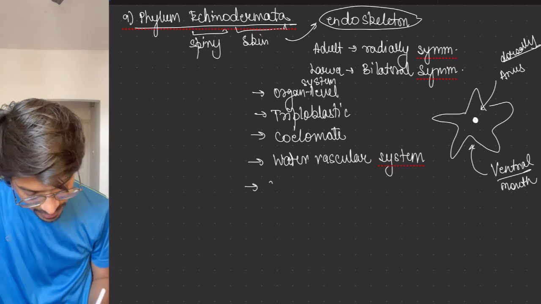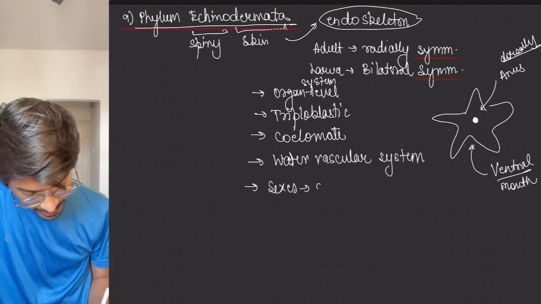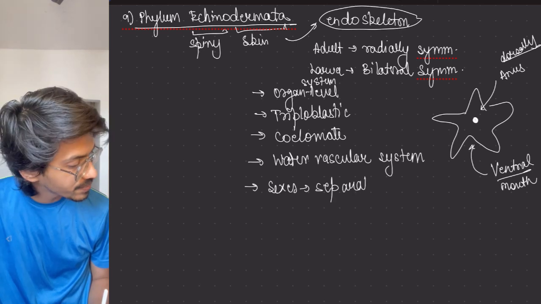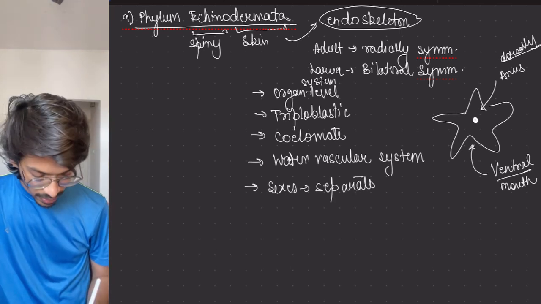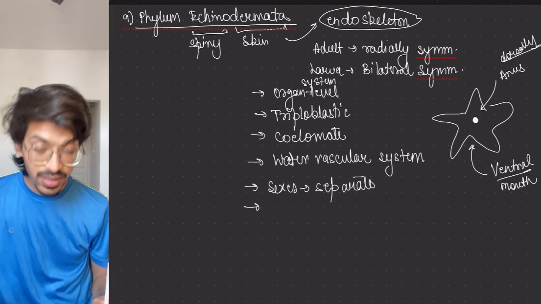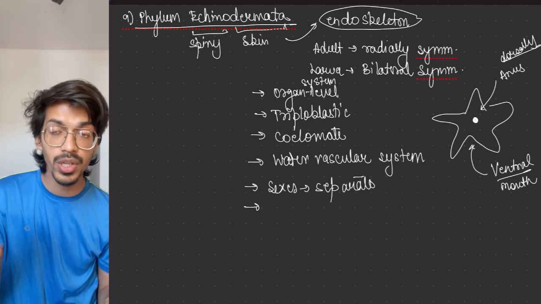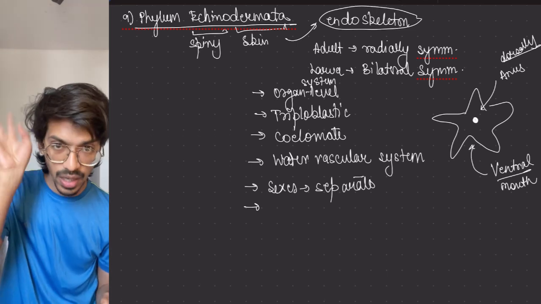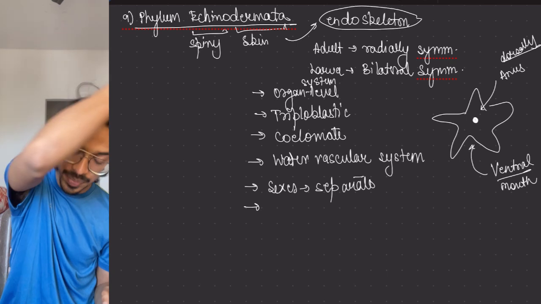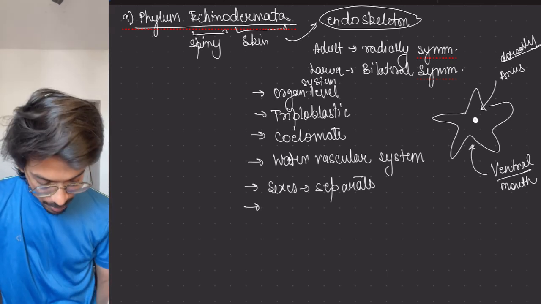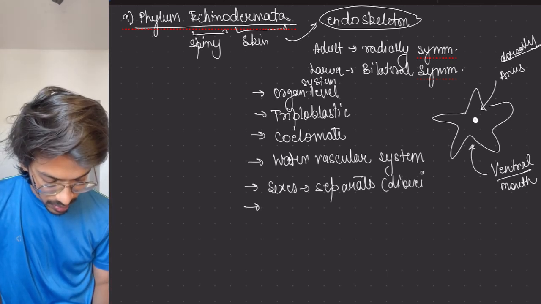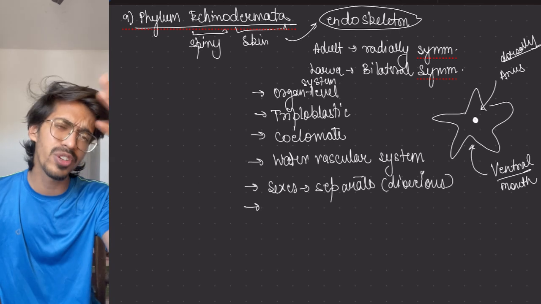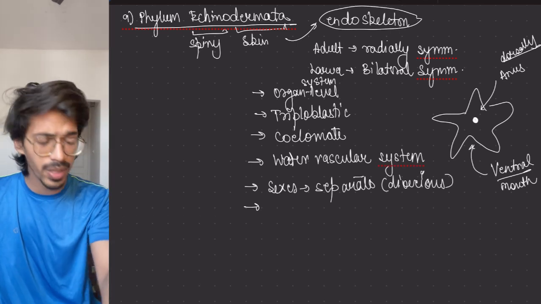The next thing is the sexes. Sexes are separate. Then sexual reproduction occurs in this. They also have higher chances of asexual reproduction, of regeneration of their cut-out parts. That you have to remember. Sexes are separate means they are dioecious, meaning male and female bodies are different.